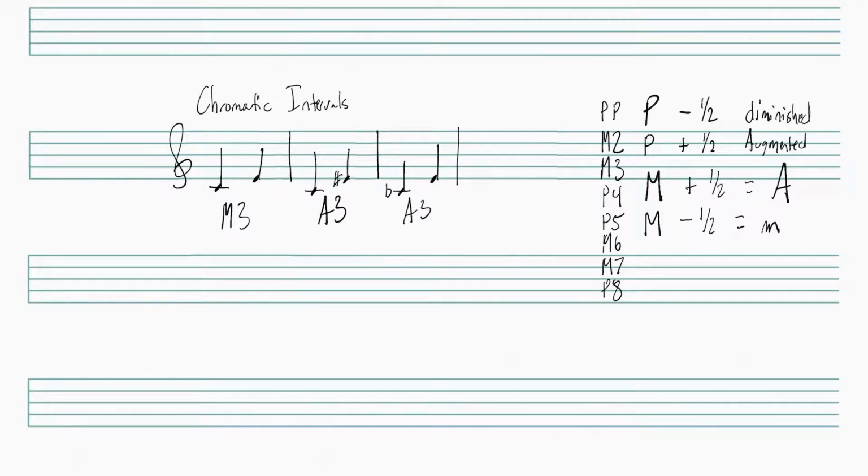This is still a third because as far as the actual letters, C, D, E, that's still the distance of 3 letters. But again, we're changing the quality of it to augmented by widening that interval. We're making the interval longer by either raising the second note or the higher note and lowering the first note.